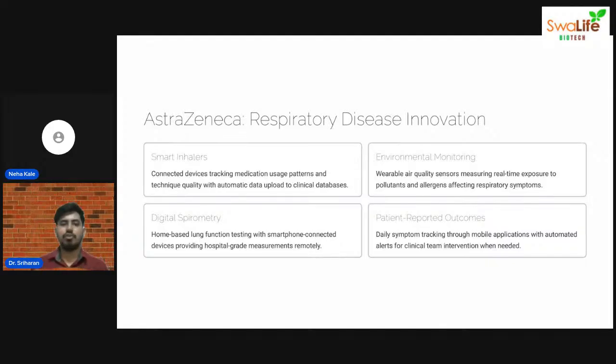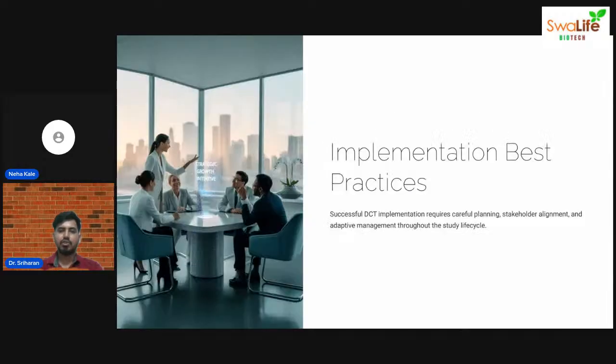AstraZeneca respiratory disease innovation. Here the DCT tool we use is a smart inhaler. The smart inhaler is used for medication adherence and environmental monitoring, because respiratory disease patients are exposed to allergens, pollutants and the like. So we are also integrating environmental monitoring and digital spirometry. Digital spirometry is nothing but assessing the lung function of the patient using a DCT tool and PRO. The integration of these four innovations takes place in respiratory disease innovation.